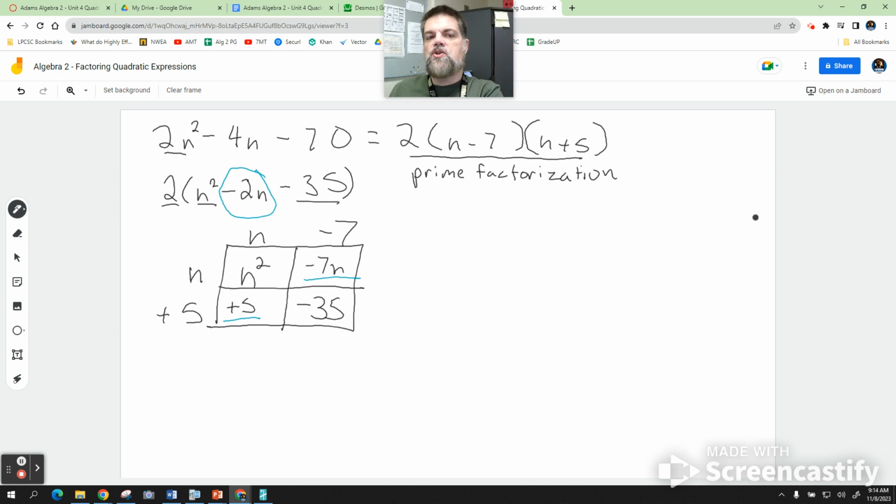In other words, we pulled the 2 out. If you forgot to pull the 2 out, the numbers would be the same. The zeros would still be the same. They'd just be bigger numbers. Okay, one of these would be like 2n minus 14, or you'd have 2n plus 10. It depends on how you do it.